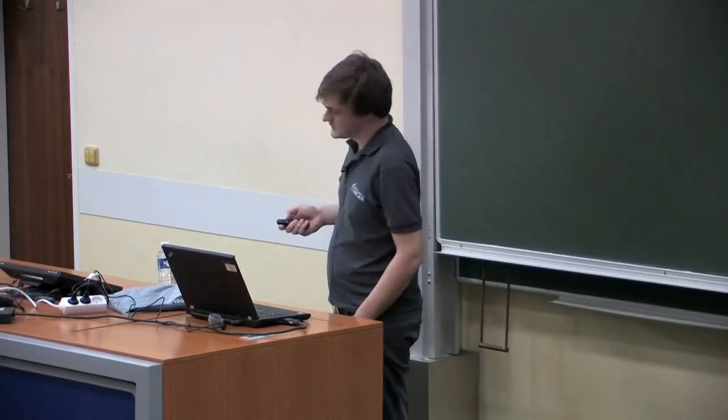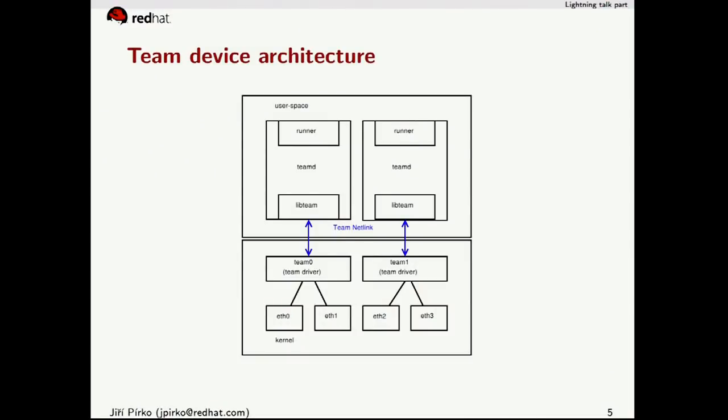Okay. So here I want to show you the actual architecture of the thing. In this example, you can see two separate team driver instances. On the left side, on the bottom, you have the kernel space, and on the top you have the user space part. And as you can see, eth0 and eth1 network interfaces are teamed together using team driver into the team0 interface. And on the top, teamd is running; one process of teamd controls one instance of team driver in kernel space.